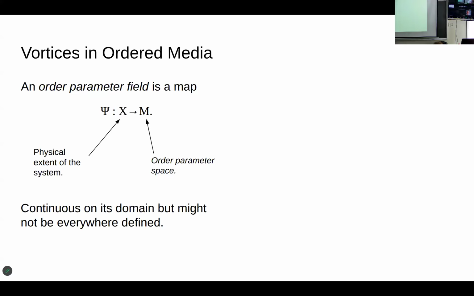Okay? But the important thing about this order parameter field is that it doesn't have to be defined everywhere. One way to think about it is that in the previous slide, we saw these two examples of vortices where at the core, in the middle, you couldn't assign any kind of continuous value. But we ask that it's continuous on its domain. So it might not be defined everywhere, but it's continuous everywhere else. So it doesn't suddenly jump.